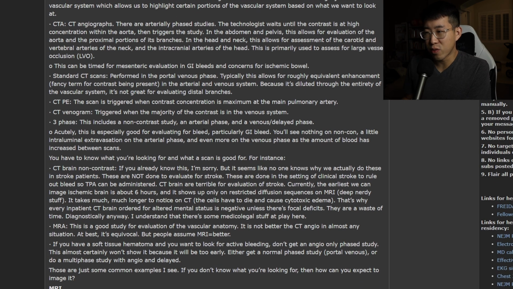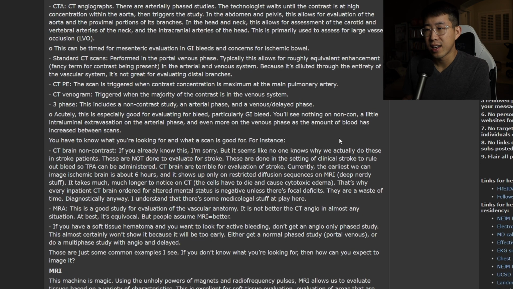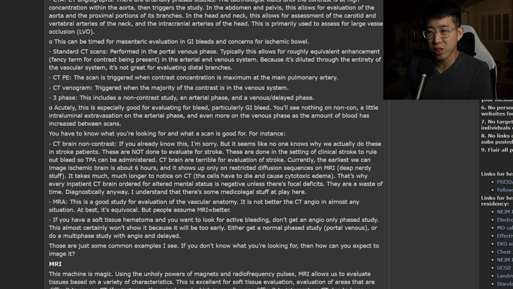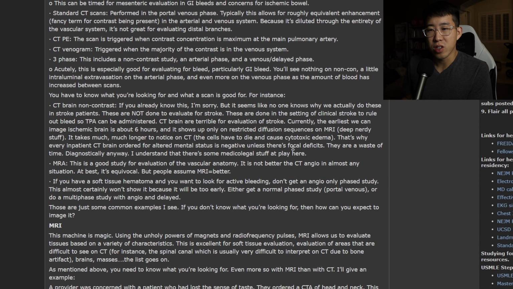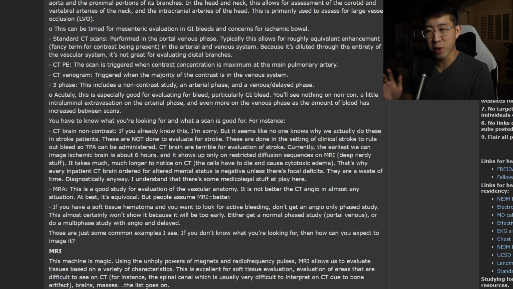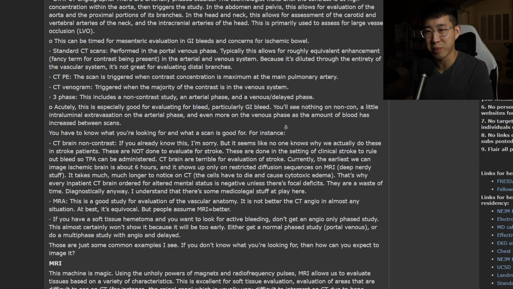Acutely, this is really good for evaluating for bleed. You won't see anything on a non-con. And then you have to know what you're looking for and what a good scan is for. So CT brain, I feel like the post is getting a little bit kind of meandering here and kind of just like train of thought. I feel like he didn't really make a good point of like when you should get contrast or not here. I feel like that would be really helpful for a lot of people.